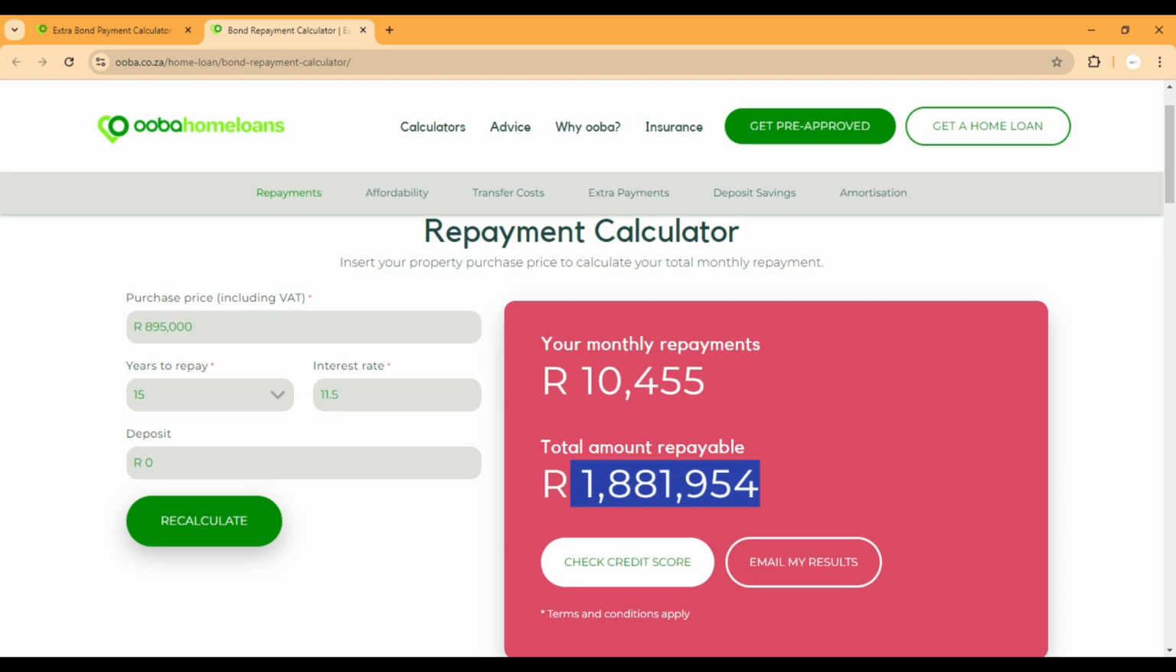But if you go short, my camera is stressing me. If you go short, for instance, 15 years, you're going to pay more on a monthly basis, but you're going to cut a whole lot of the interest. So that's the difference. So when you go in for your home loan, for your mortgage, these are the things that you need to take into consideration before you make up your mind.